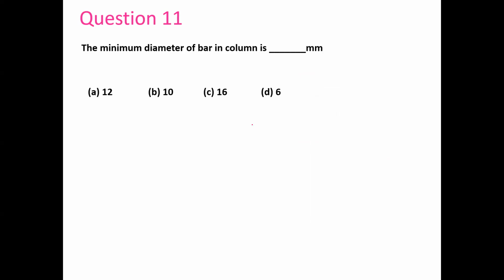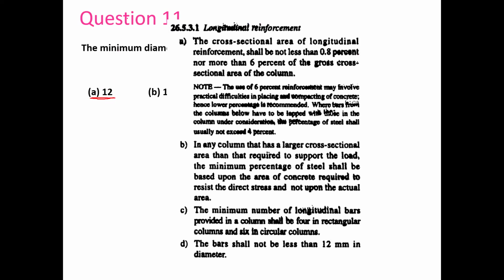So now in column, we already know the diameter is 12. You may have a question about where I am getting this value from, so we should know the clauses. If we go to clause number 26.5.3.1, then we have longitudinal reinforcement. In this, we have different clauses. First you can see we have 0.8% to 6%. That is longitudinal reinforcement.